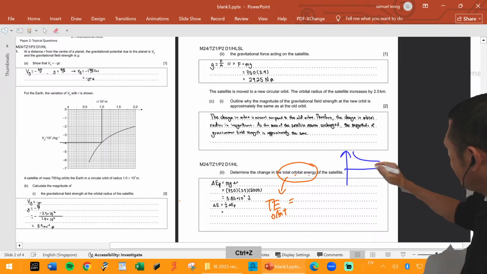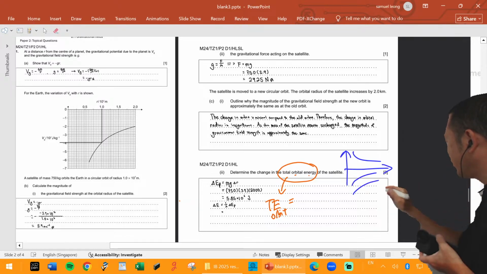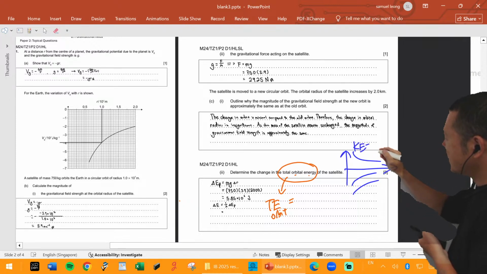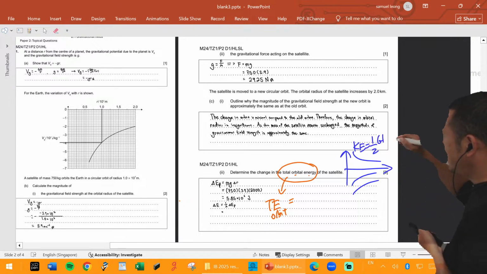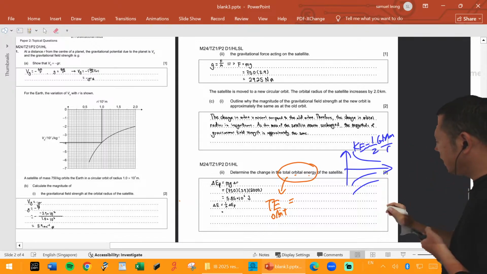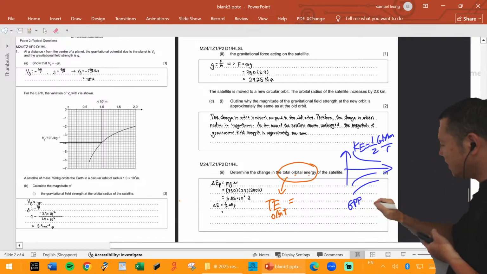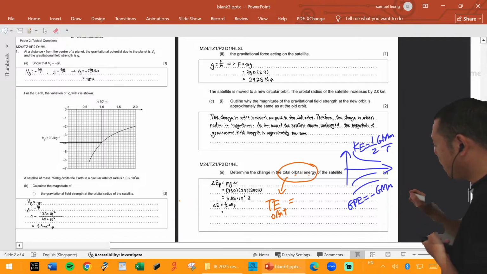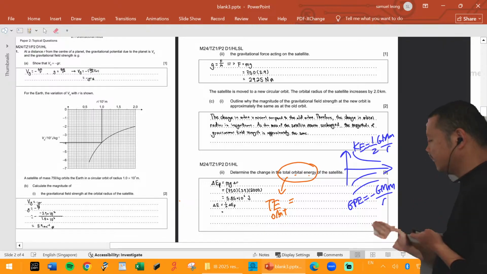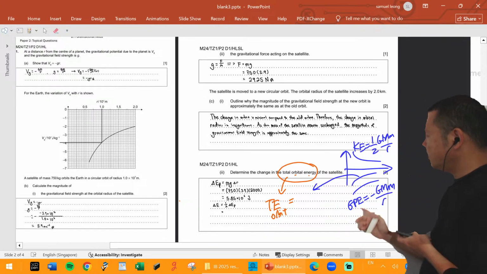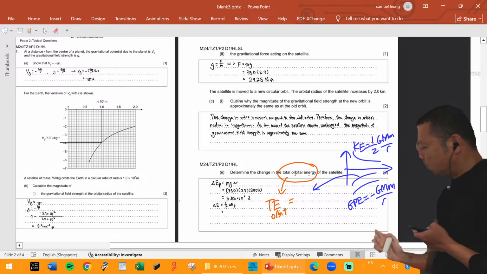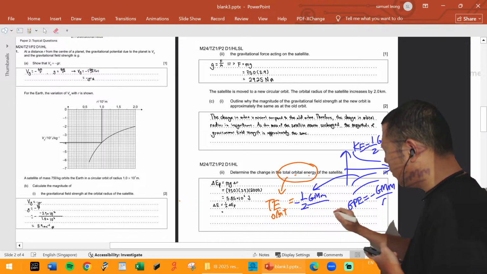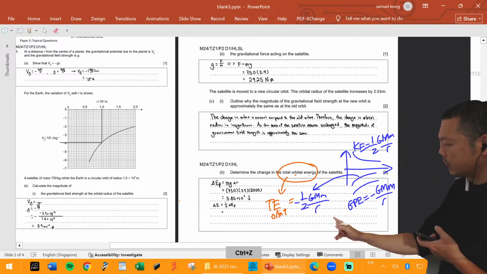Kind of like when we went through this concept, you've got to recall the equations. What's the equation of the KE? The KE is half GMm over r. What's the equation of the GPE? The GPE is negative GMm over r. And what's the total energy? This one plus this one. So it becomes negative half GMm over r. That's the equation for total energy.